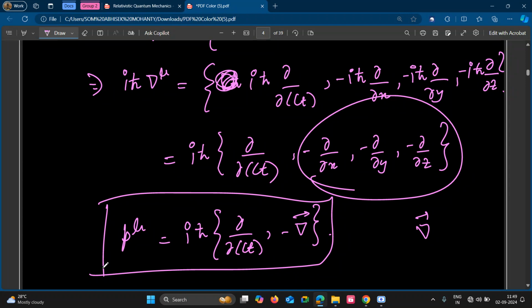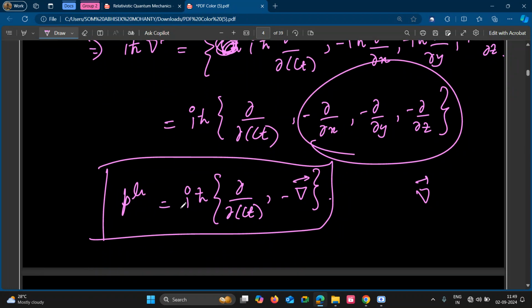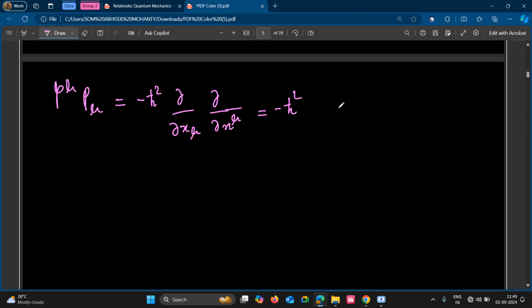Okay, let's move one more step ahead. Suppose I write p mu transforming like a contravariant. How will I write it? Minus h squared, square, del by del x. This one is contra, so this one will be co. So minus h squared, square, 1 by c square del square by del t square. It's a double derivative now.